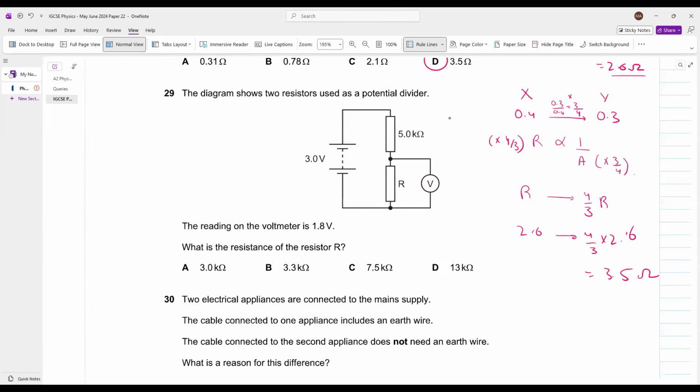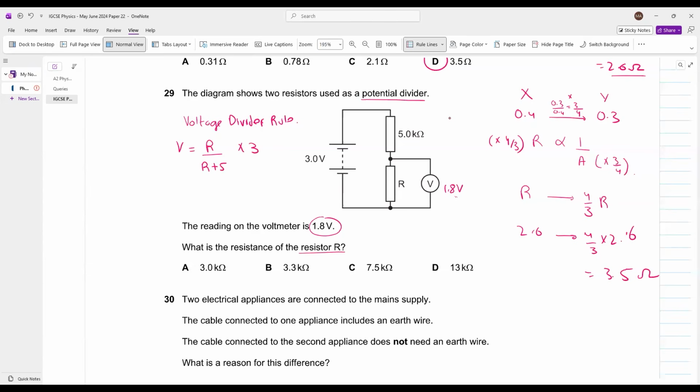The diagram shows two resistors used as a potential divider. The reading on the voltmeter is 1.8. Okay, so the reading on the voltmeter is 1.8. What is the resistance of resistor R? You have to calculate the resistance of resistor R. How will you do that? Do you remember the voltage divider rule? Beta voltage divider rule याद है? If you want the voltage across any component, you take the resistance of that component divided by the total resistance multiplied by the total voltage.